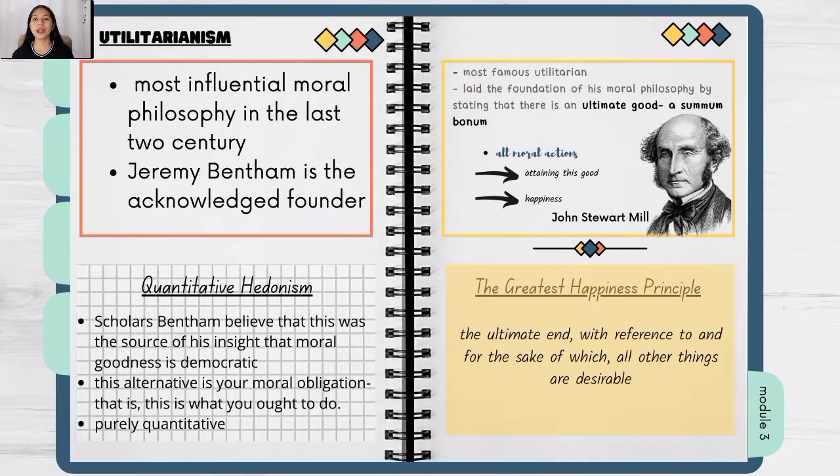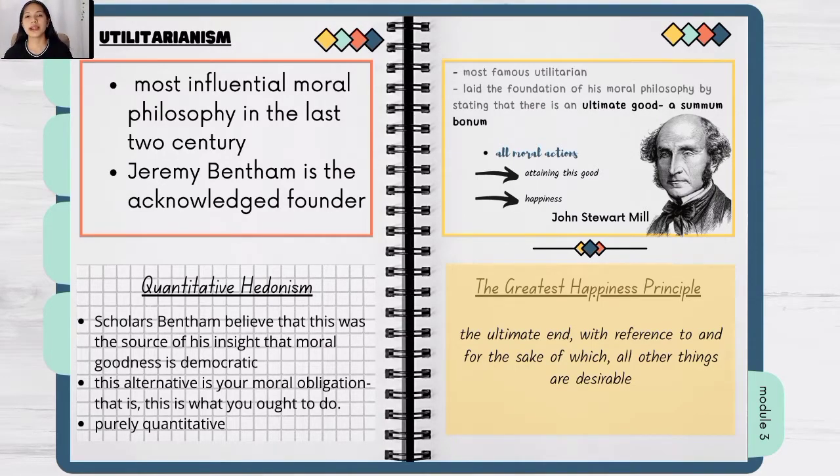Next is quantitative hedonism. Scholars say Bentham believed that this was the source of his insight that moral goodness is democratic. And this alternative is your moral obligation. That is, this is what you ought to do. It is purely quantitative. In order to assess the moral worth of an action, it is good as far as it promoted pleasure and bad as far as it promoted pain. The right action is one that maximizes pleasure and minimizes pain.